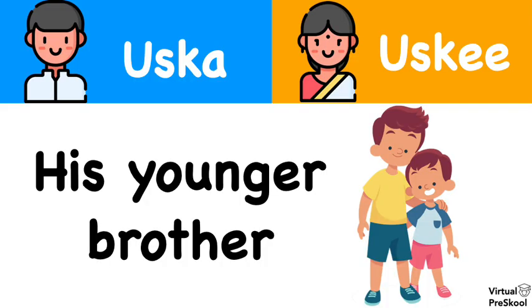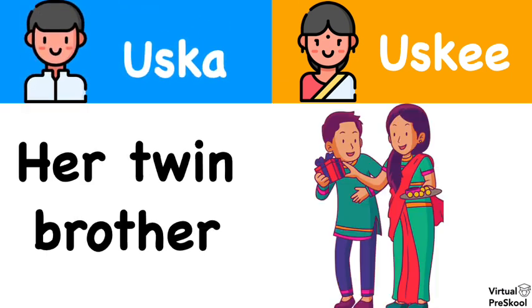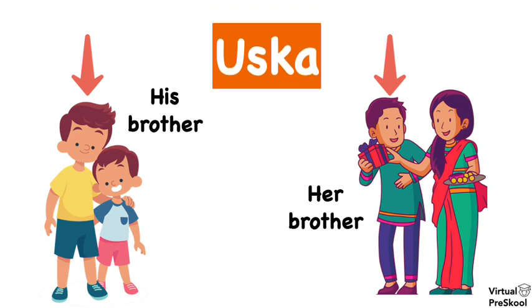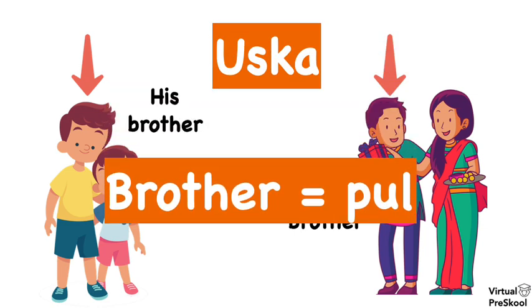All right, let's do some more practice problems. His younger brother, would it be Uska or Uskee? Uska. What about her twin brother? Uska or Uskee? Uska, because again, the subject is brother. Brother is a pull noun, so it would be Uska. So even though one is his brother and the other is her brother, the way to say both of them in Hindi is Uska, because brother is a pull noun.